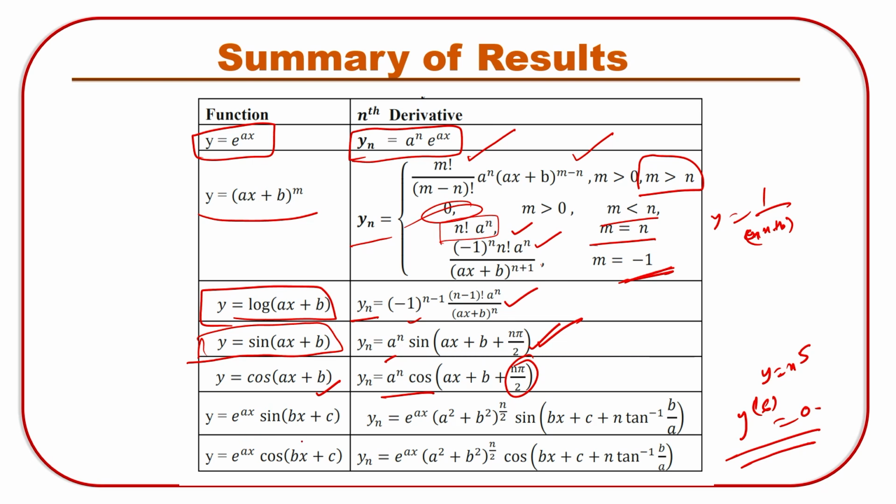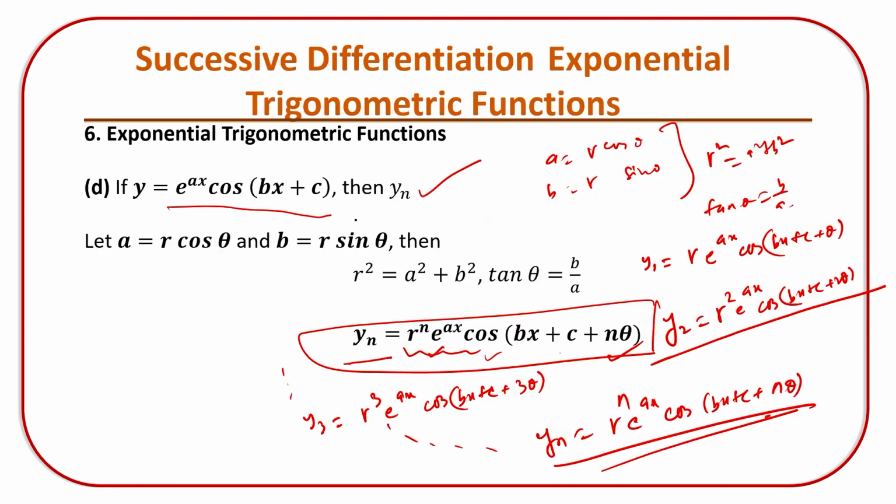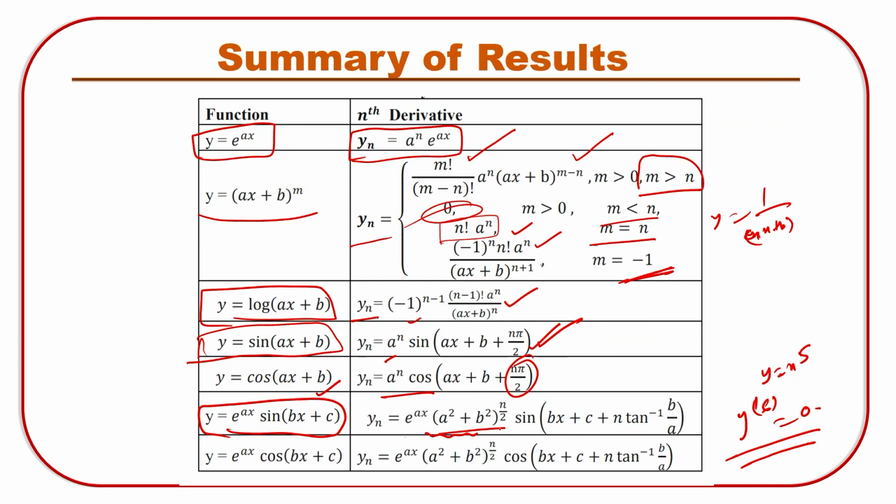For e^(ax) sin(bx+c), y_n is written in a different way: e^(ax) (a²+b²)^(n/2). Here a²+b² is written as r², right? So our result in the previous slides can be converted by taking r² equal to a²+b². So r^n is nothing but (a²+b²)^(n/2), right? So that's what is written here.